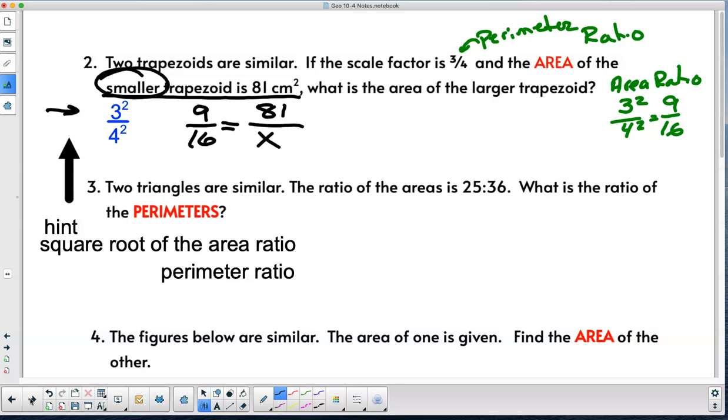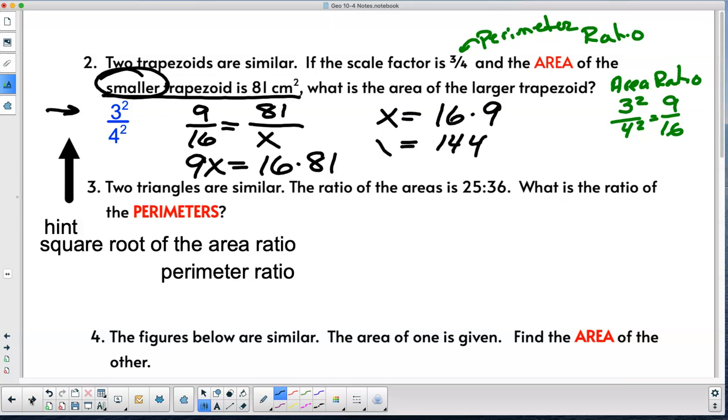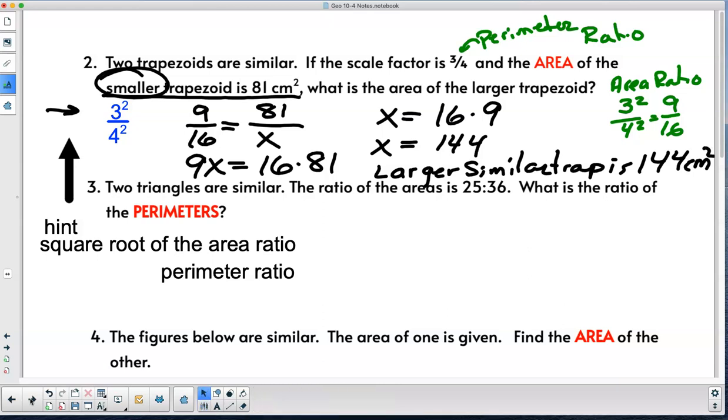And now I just do my cross multiplication. I do 9 times x is equal to 16 times 81. I divide by 9, and x is equal to 16 times 9, which is 144. So my larger similar trapezoid is 144 centimeters squared.